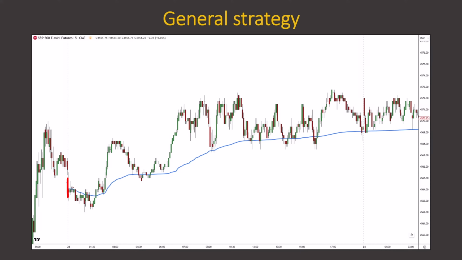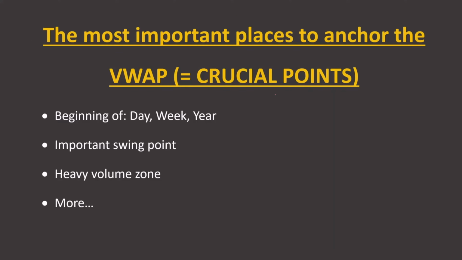Now, the big question is, where do we anchor the VWAP? Because everything depends on that. Where do we anchor the VWAP? You want to anchor the VWAP at crucial points in the market. Those are points where market participants made crucial decisions, where market sentiments shifted, and where the rules of the game changed. So the most important places where you want to anchor the VWAP are those crucial points.